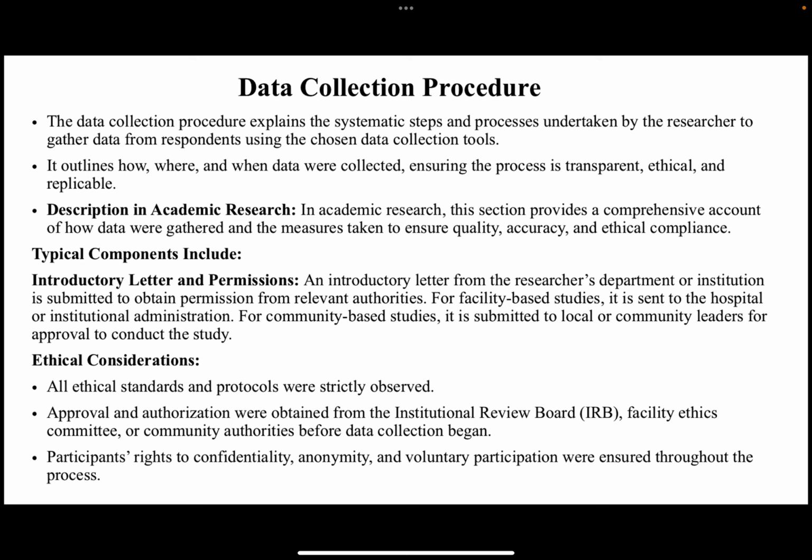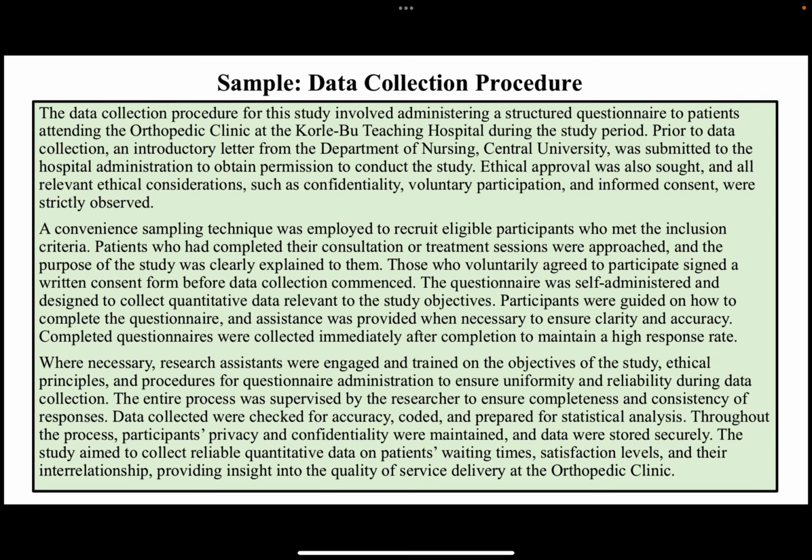But more importantly, two things are very important: the introductory letter and permission, and then the ethical consideration. In the ethical consideration, you have to talk about how all ethical standards and protocols were strictly observed, and approval and authorization were obtained. If you obtained any approval or authorization from an institutional review board, you have to let us know under the data collection procedure section.